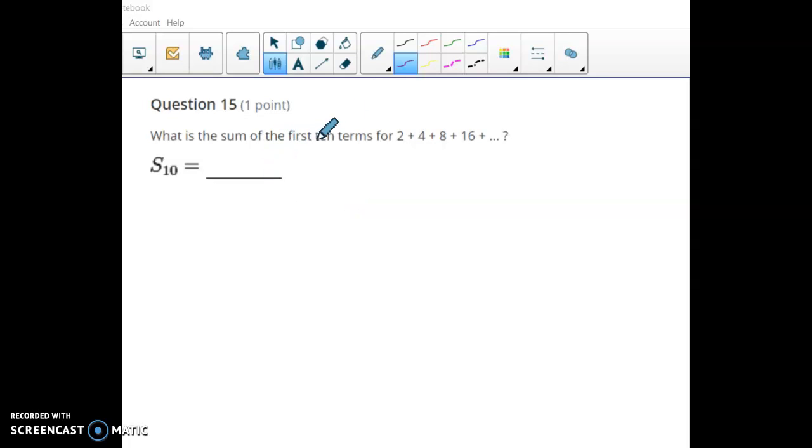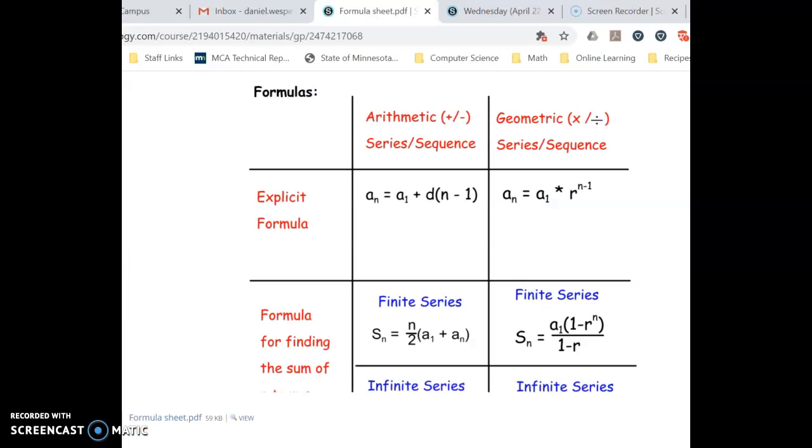All right, we have to find the sum of the first 10 terms. And so first thing I want to do is I've got to figure out which formula I'm going to use. So if I look at the formula sheet, I'm finding the sum. So it is finite because it's 10 terms. But I have to figure out, am I doing an arithmetic one or a geometric one?